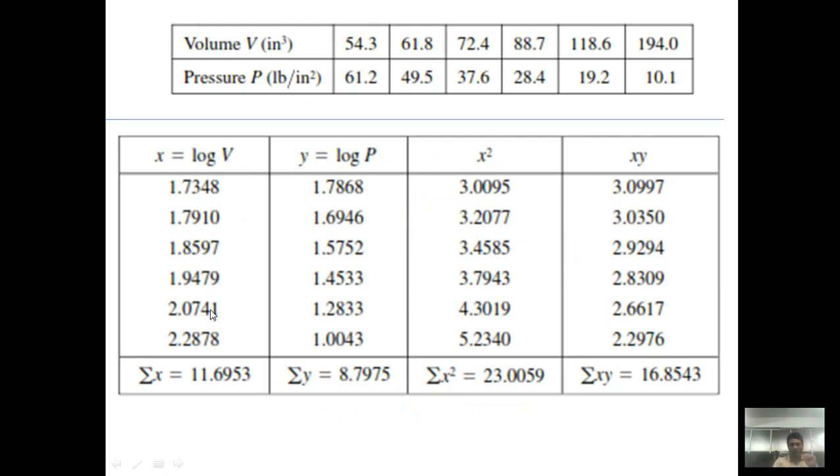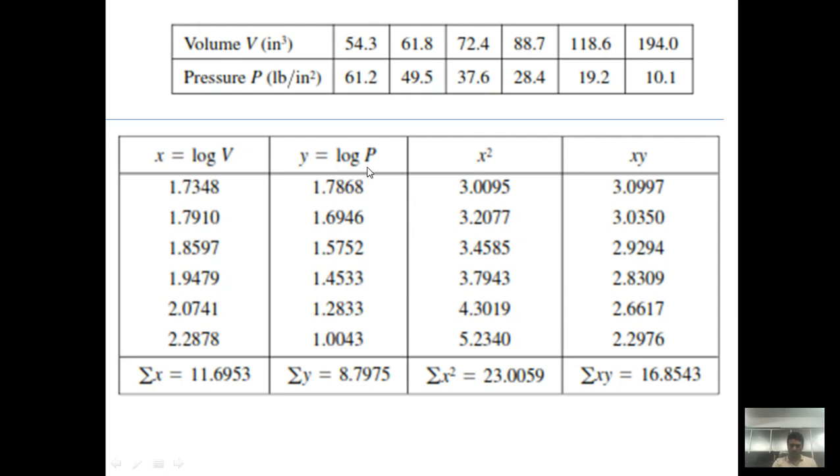So see carefully how we can obtain this value. Say volume is given, say 54.3, that is capital V is 54.3, but x is not capital V, x is equal to log V. So 1.7348 is just the log of 54.3. Similarly, for this cell, log of 61.8 gives 1.7910. Similarly, log of 194 gives 2.2878.